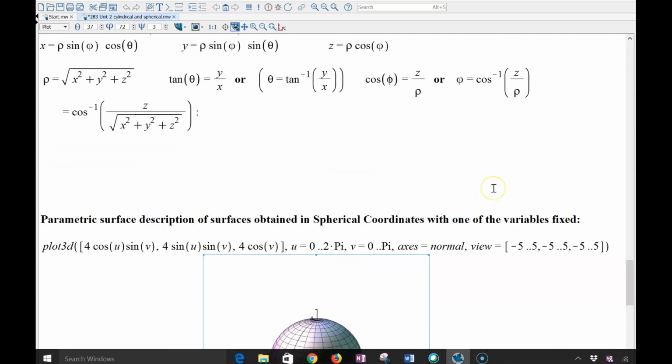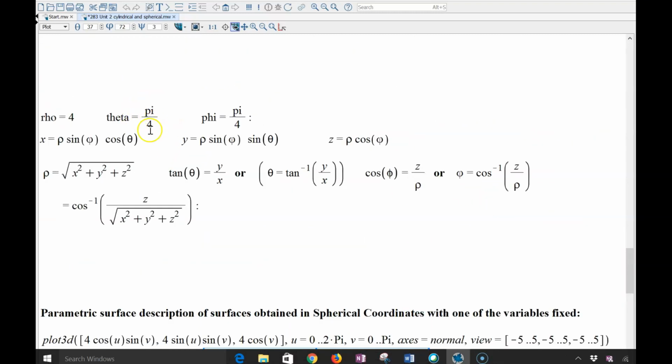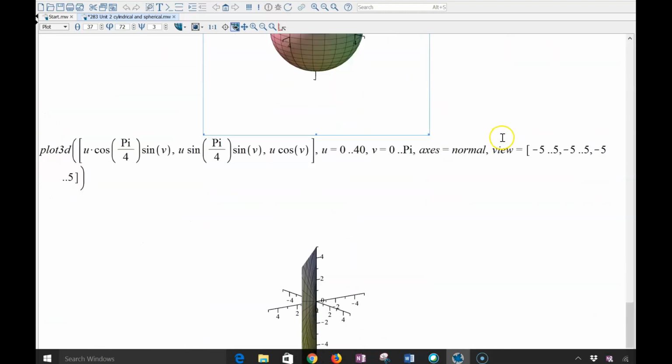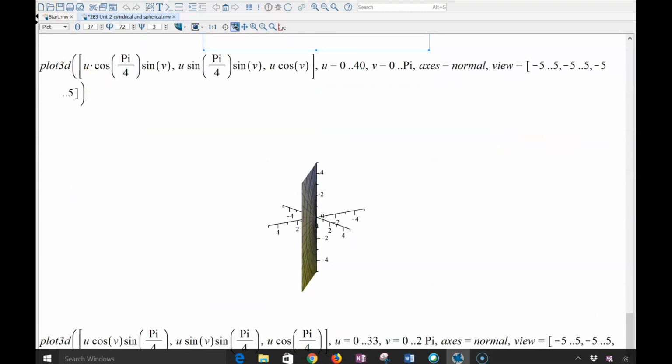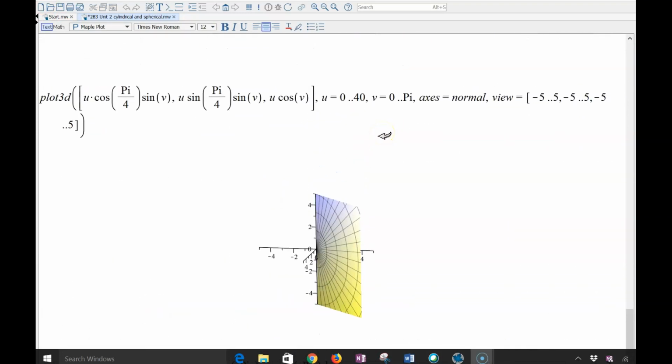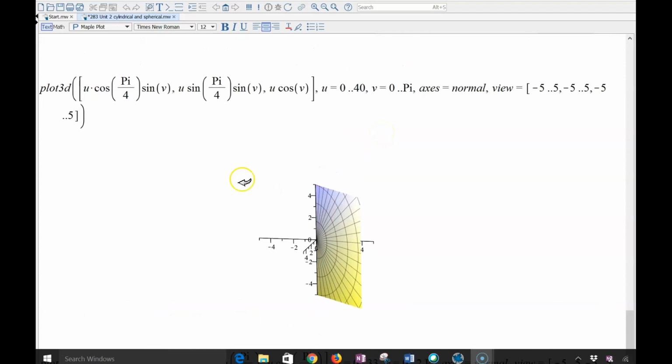For the other couple of graphs we want to do, we're going to type in theta, fix theta to be pi over 4 wherever we see theta, and then we're going to let rho and phi vary. I've done that here. Let's scroll back up. So again, we fix theta to be pi over 4. We're letting u and v play the role of rho and phi, respectively. So u's playing the role of rho, and v's playing the role of phi. And this is the graph we end up getting here.